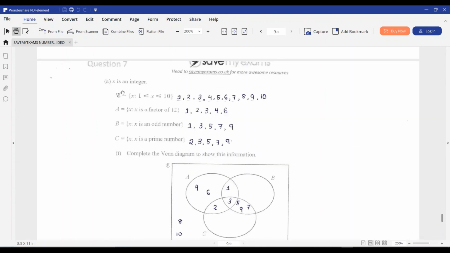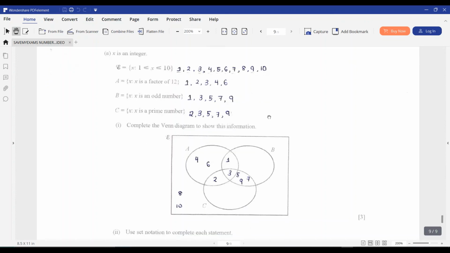Moving on to the final question. X is an integer. The universal set says that x is greater than or equal to 1 and less than or equal to 10. So the values for the universal are 1 up to 10. X is a factor of 12. The factors of 12 are 1, 2, 3, 4, and 6. The odd numbers are 1, 3, 5, 7, and 9. The prime numbers are 2, 3, 5, 7, and 9.